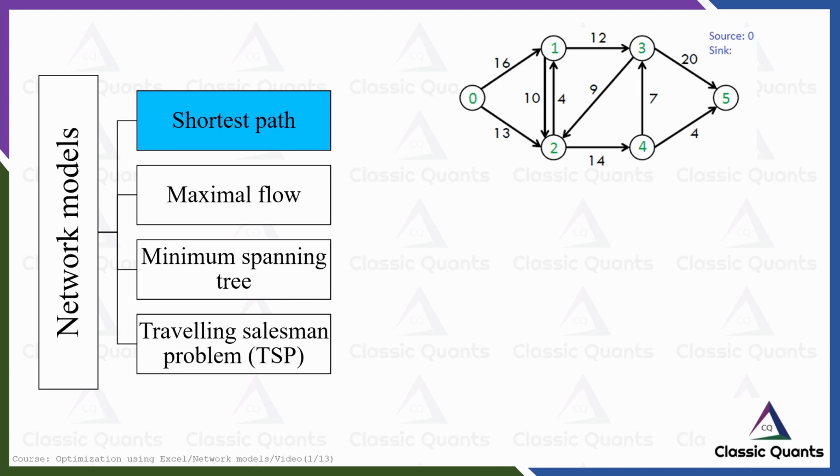Basically, if you see the network flow models, there are four types of network flow models that are possible. And the first one is the shortest path model. And let me tell you one thing, in this video, we are not trying to solve any problem. I am just giving an introduction of these four types of network models. So this is the purpose of this particular video. In the next video, we will solve this.